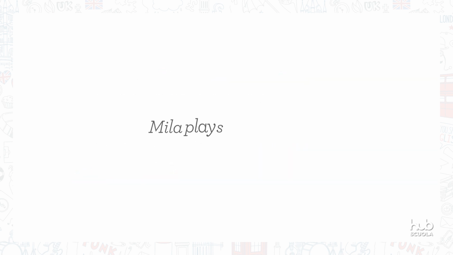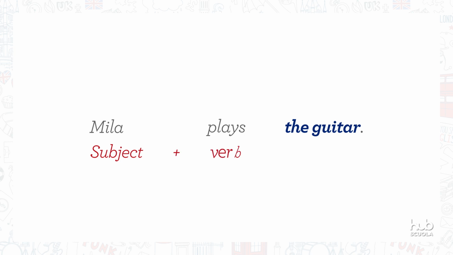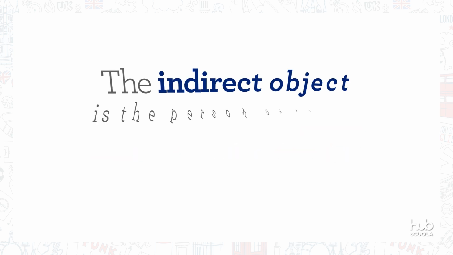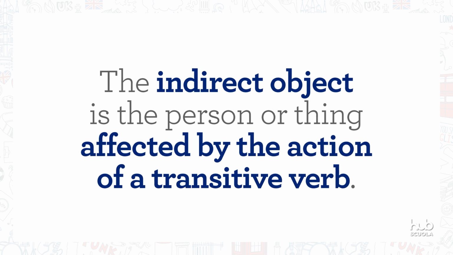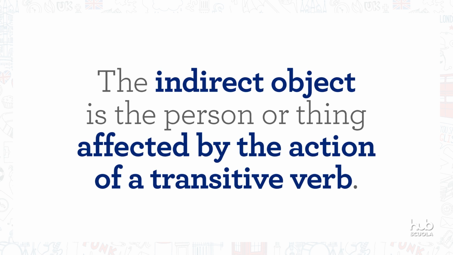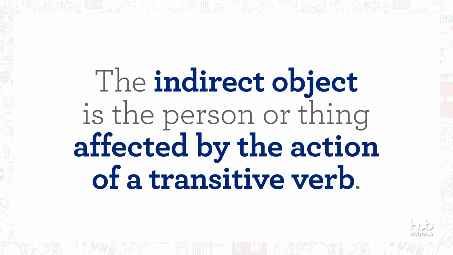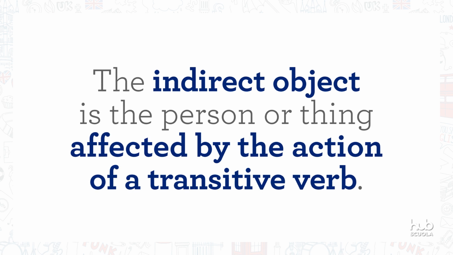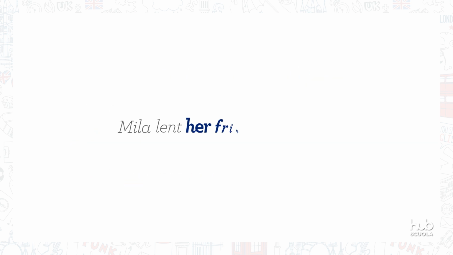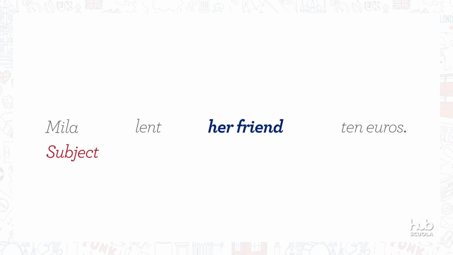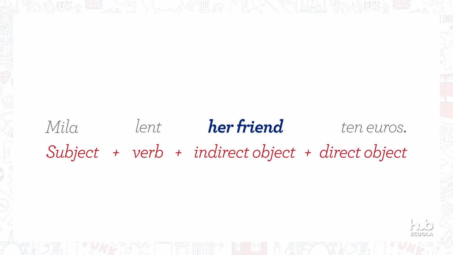Mila plays the guitar. Subject plus verb plus direct object. The indirect object is the person or thing affected by the action of a transitive verb. Mila lent her friend €10. Subject plus verb plus indirect object plus direct object.